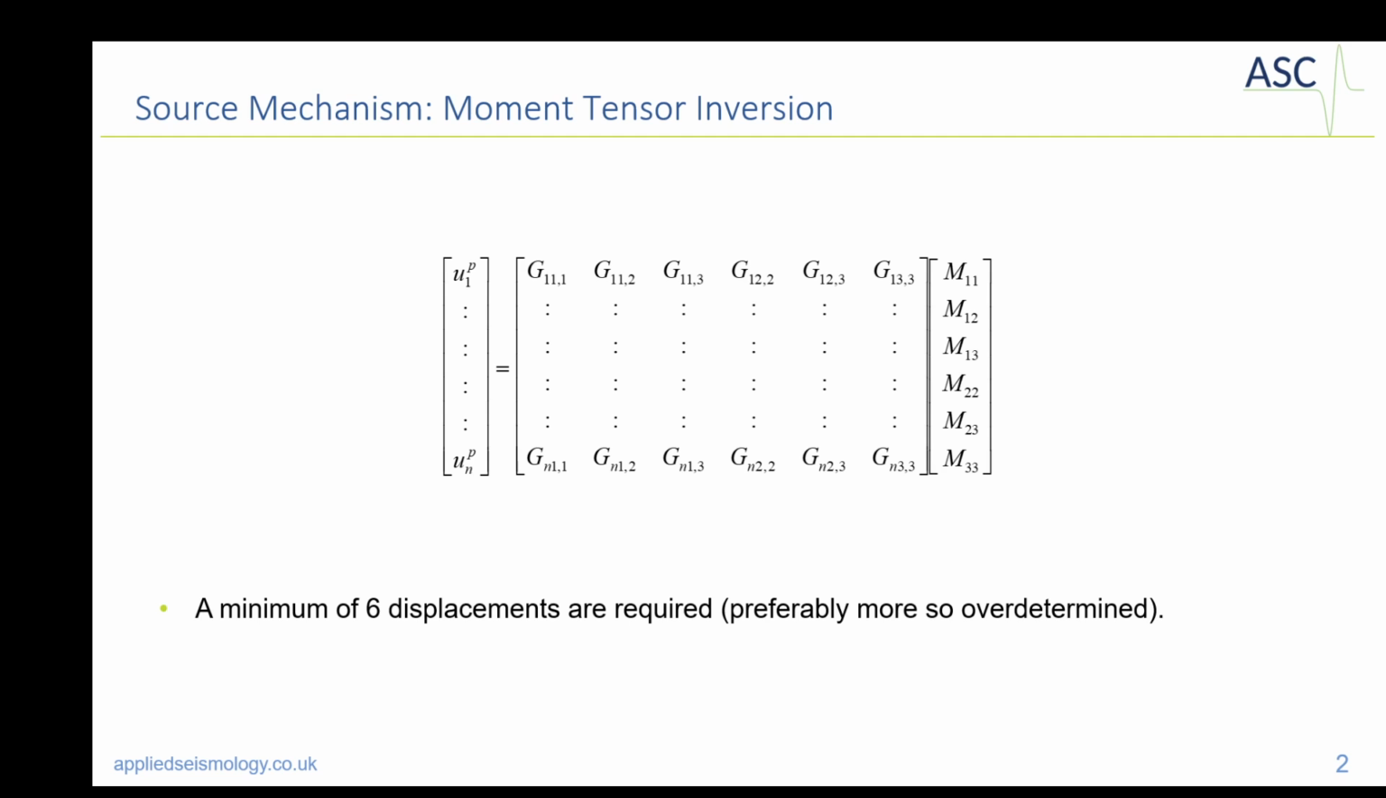So if we have this as an input, and if we know the Green function, then we can solve the equation and obtain the moments that will characterize our source.